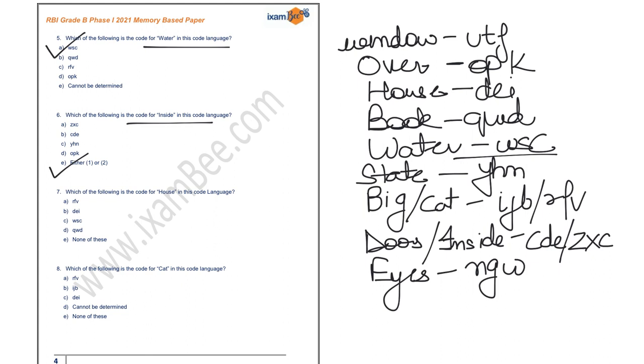Your seventh question states, which of the following is the code for house in this code language. So the code for house is DEI, so option number B is the correct answer. Now your eighth question states, which of the following is the code for cat in the coding language. So the code for cat is IJB or RFV. So we are not sure. So the answer for this particular question is option number D, that is cannot be determined.